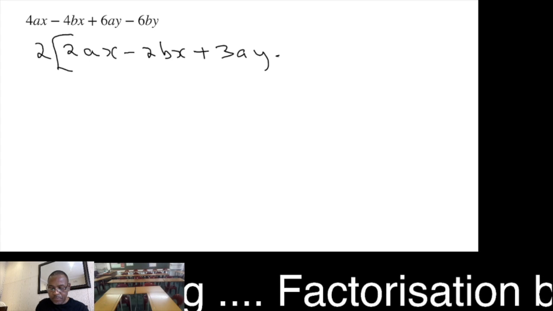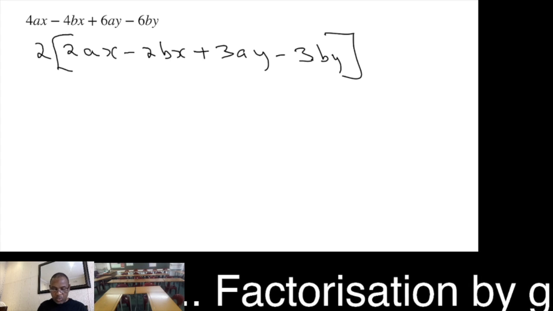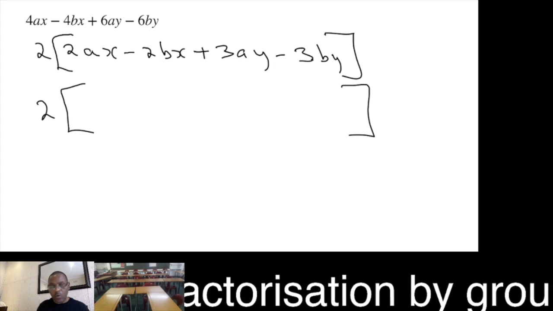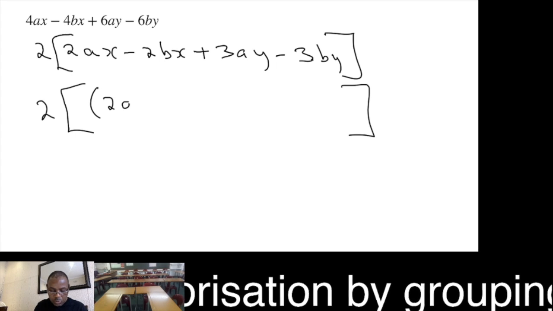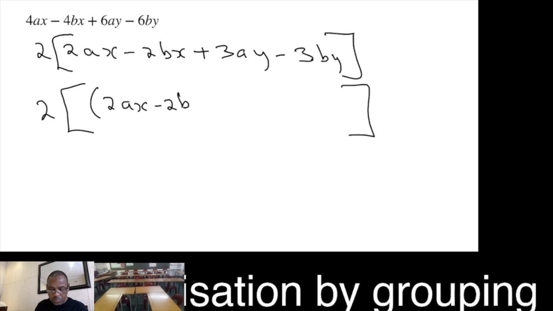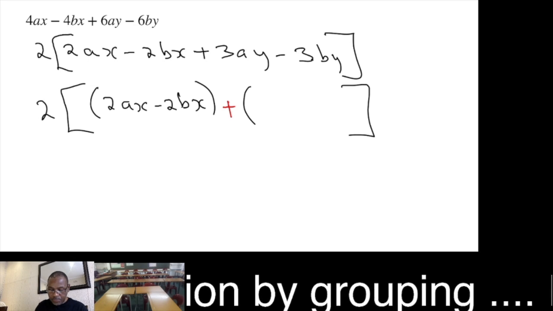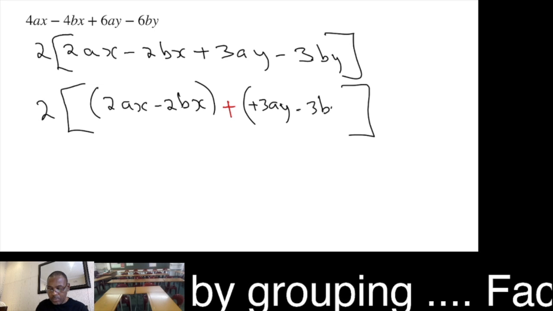So we need 2ax in here minus 2bx in there plus 3ay minus 3by. Okay, you see that? So that 2 will always be out there. Then we need to factorize that whole thing inside the square bracket. I'd use the same method that I used before. So I'm grouping 2ax minus 2bx together. Then don't forget that should be a plus sign. And in the other bracket, I have the plus 3ay minus 3by.